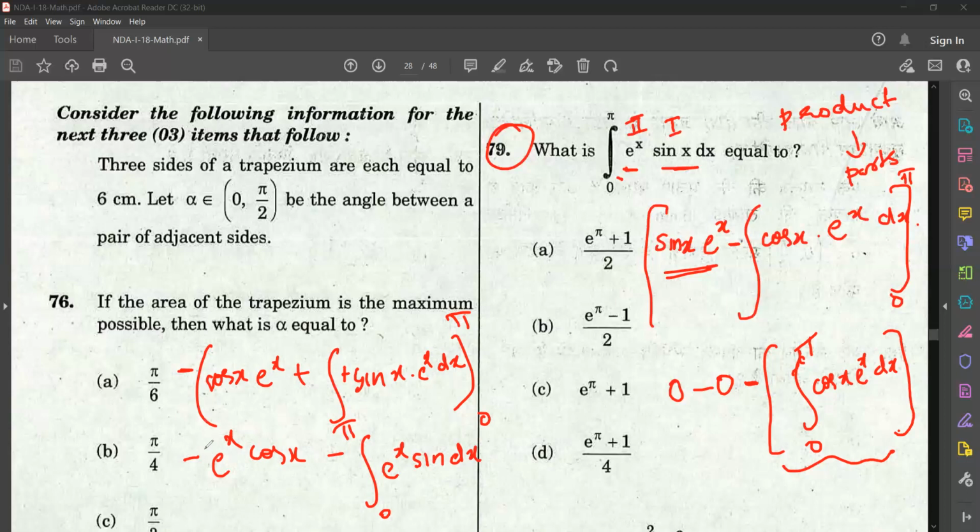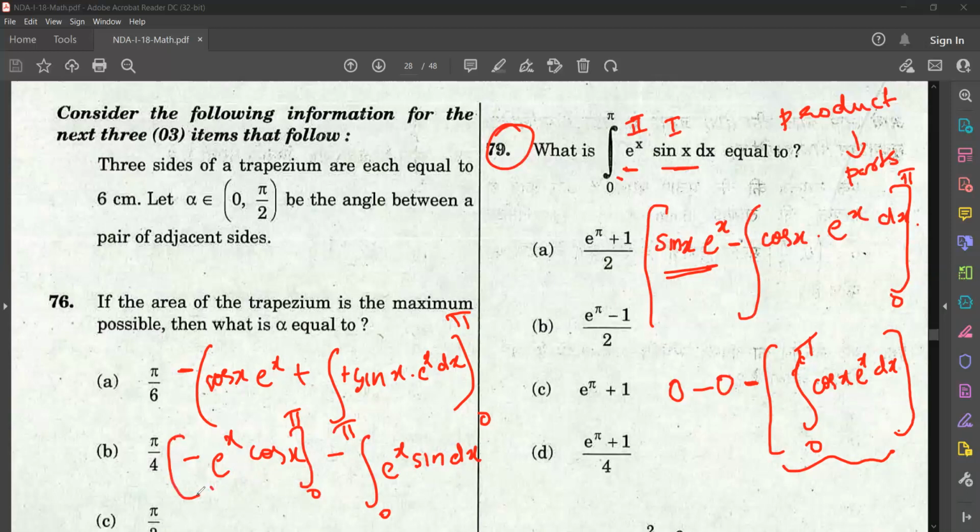Now apply the limit here. So this will become cos 0, isn't it? You have to apply the limit. First function into integral of the second function minus second function into integral of the first function. So here I am going to apply the limit 0 to pi, and this I am leaving as such.